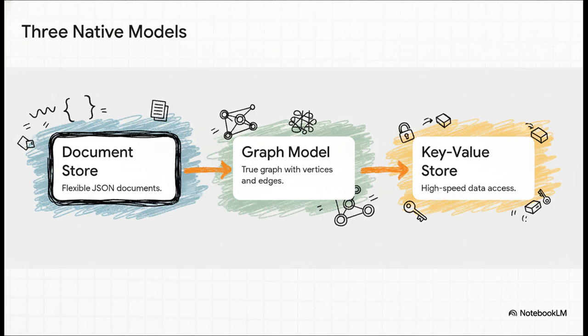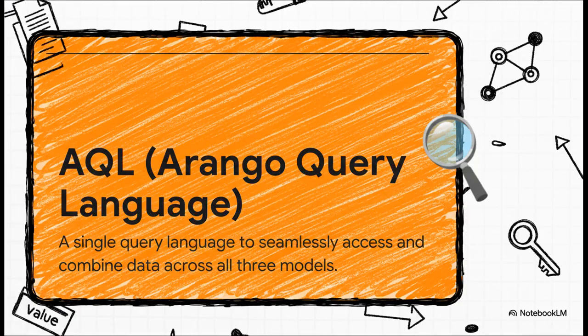But here's the kicker. These aren't just separate systems that are kind of bolted together. No, they are fundamentally integrated into one single storage engine. That's the magic right there. And the key that unlocks this whole thing? It's called AQL, the Arango Query Language. Honestly, you can think of it like a universal translator for your data. It lets you write a single, powerful query that can seamlessly pull in and combine data from all three models.